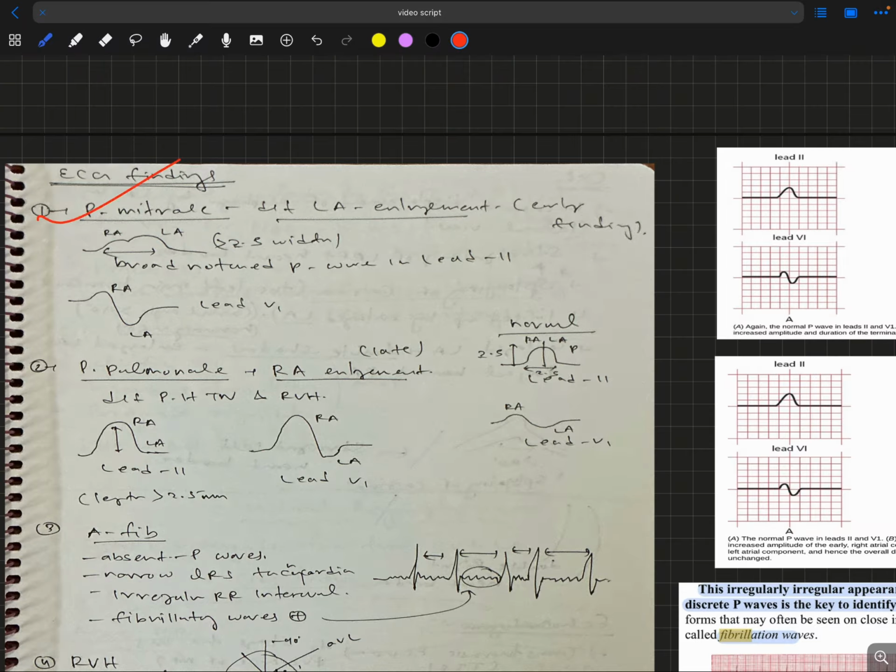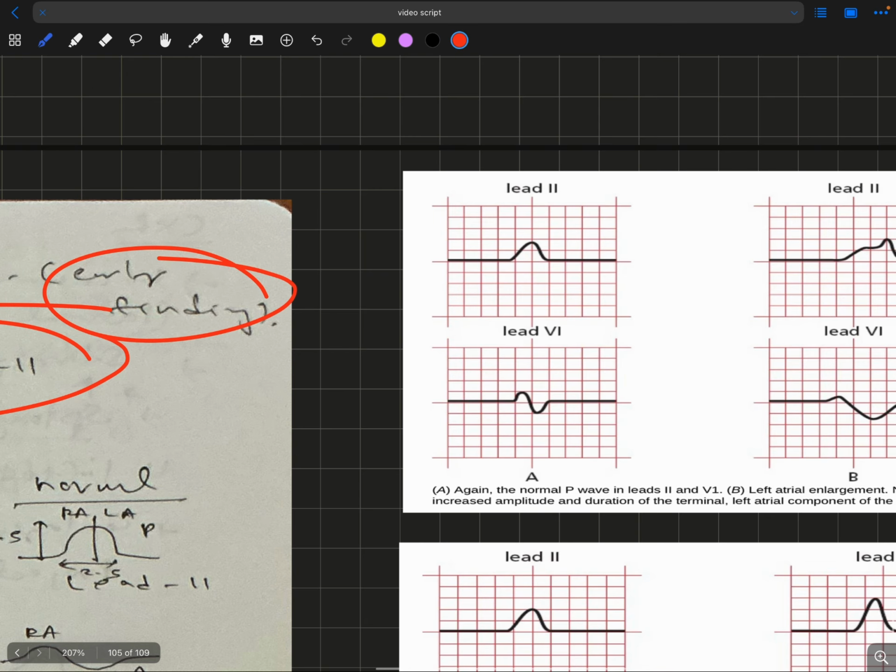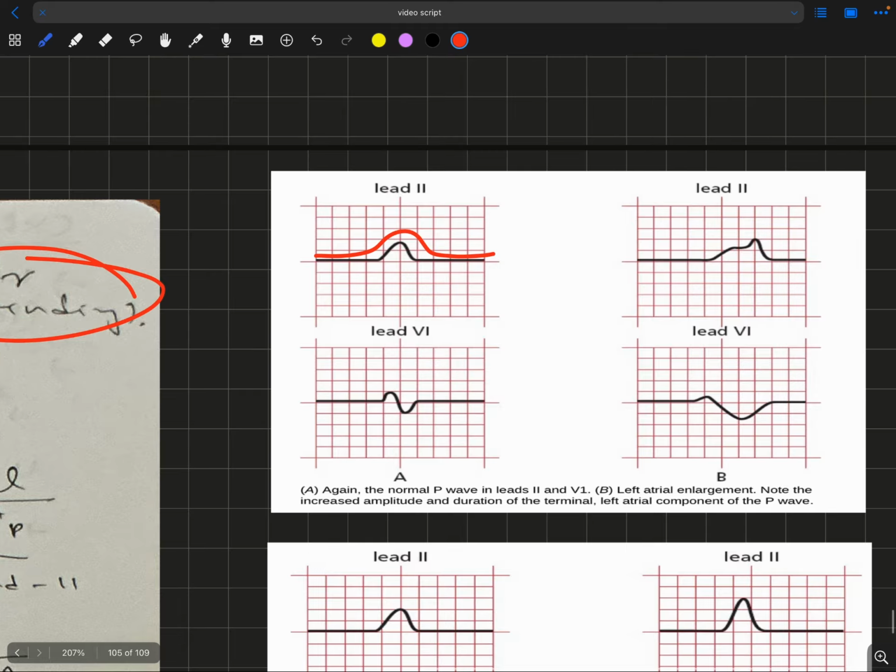It is P mitrale. P mitrale is due to left atrial enlargement, and is the early finding. Left atrial enlargement means there will be a broad notched P wave in lead 2. Normally in lead 2 the P wave is like this. But in case of P mitrale or left atrial hypertrophy, there will be a bifid or notched P wave. You can see here there is a notched P wave.